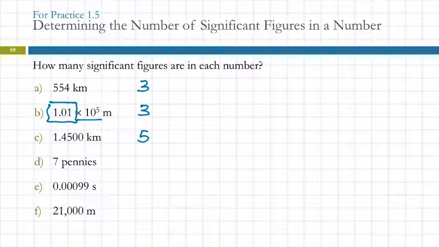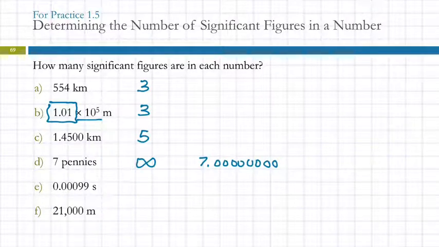7 pennies. Well, it's got 1 digit, but that's an exact number because we can exactly count 7 pennies. So the question says, how many sig figs? Infinite. It's not 1. There's 1 digit in the number, but I could say this is 7.00000000. I could go on for the rest of the day writing zeros, and it would be true. Exactly 7. Okay, so infinite.